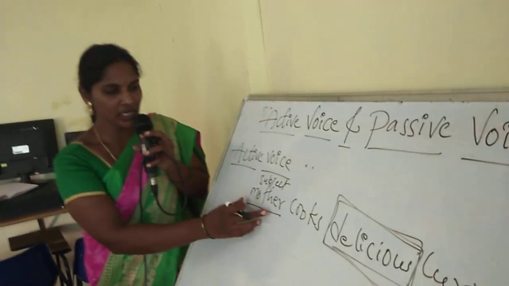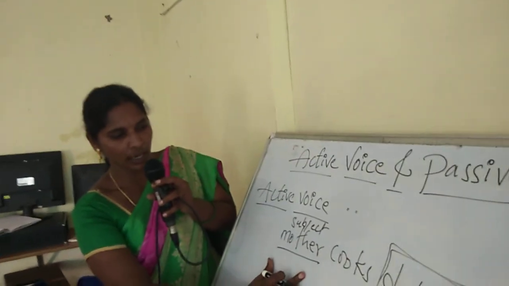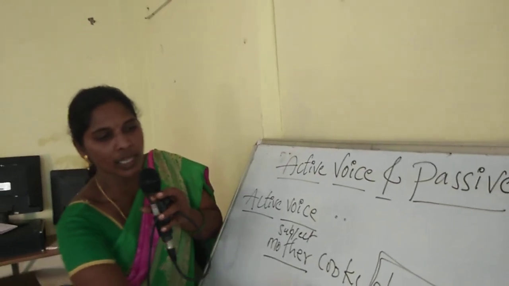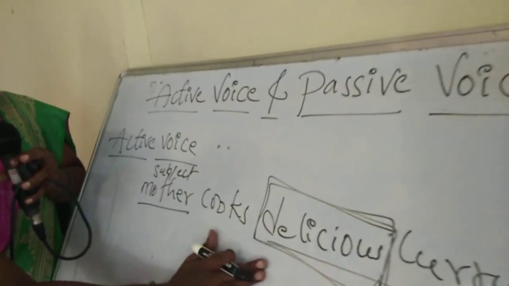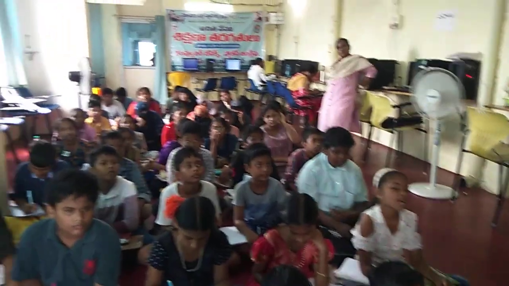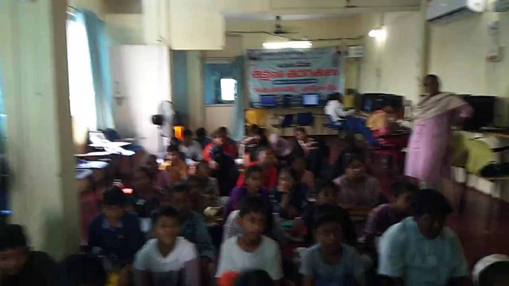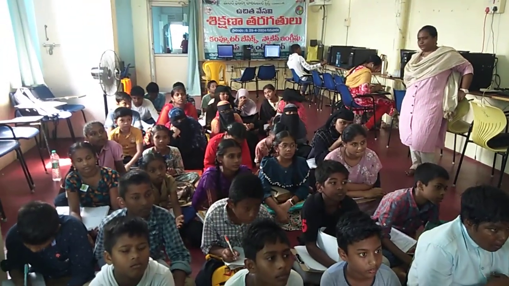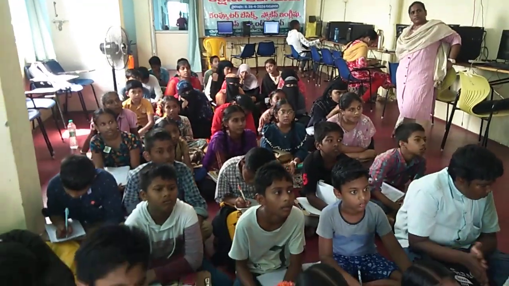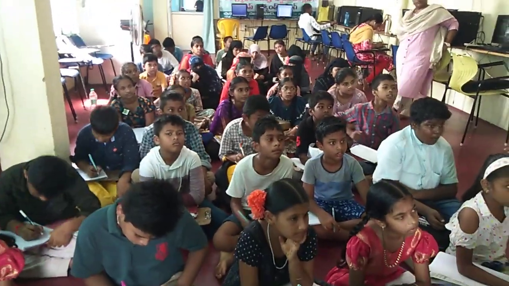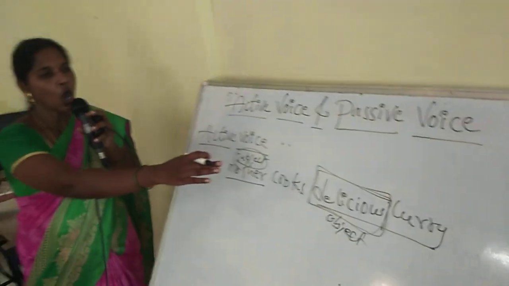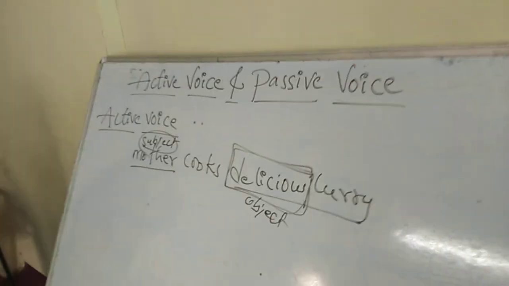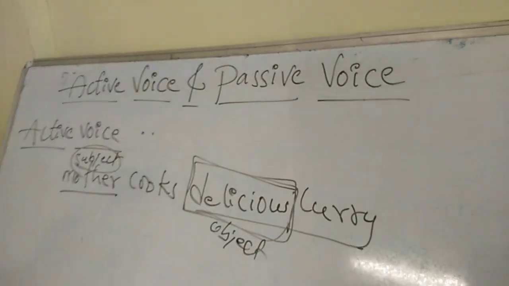Mother. That means mother is the subject here. She is doing some action. What is that action? Cooking the delicious curry. Okay, now you understand? Okay, here this is subject and this is object. In active voice, subject plays a major role and it shows action on the object. Simply we can say that subject is active, object is passive. Okay, understood? That is the active voice.